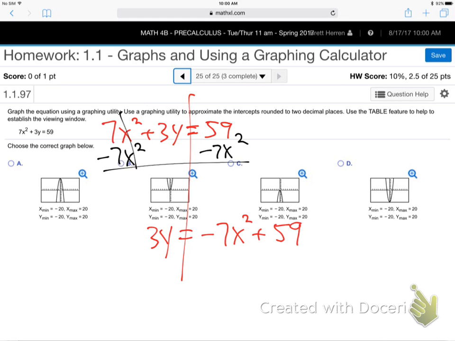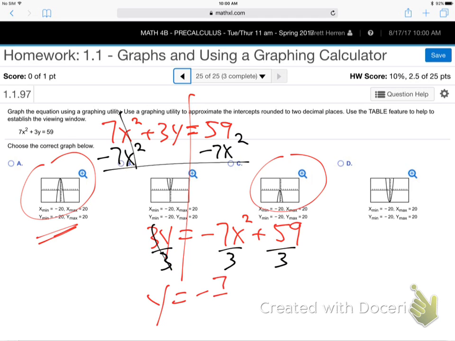We okay? Can you already tell that it's a U shape going down? So it's either this one or this one. It's one of those two, isn't it? How do we know which one? Well, we got to find a couple of points, don't we? Divide everything by 3. So, yeah, let's divide through by 3. Like that. Is that good? So y is minus 7/3 x squared plus 59/3.